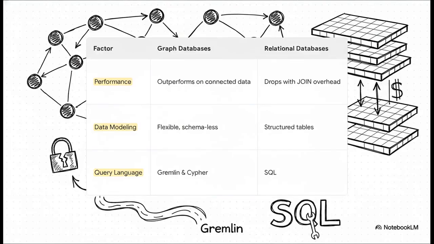This chart lays it all out. When it comes to performance on this kind of data, graph databases just blow relational away. Why?